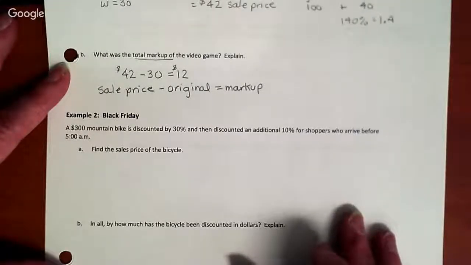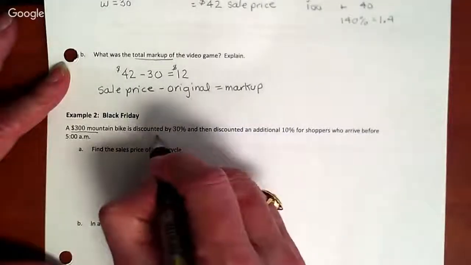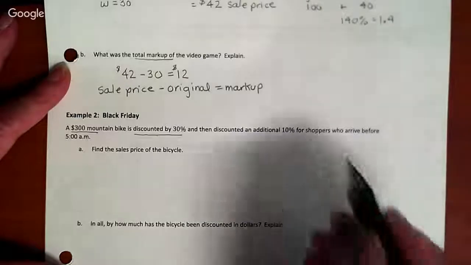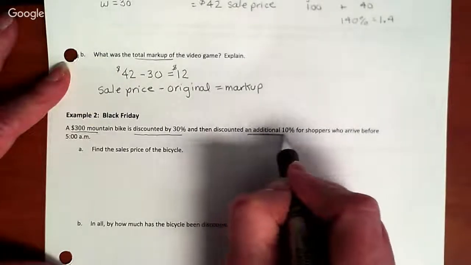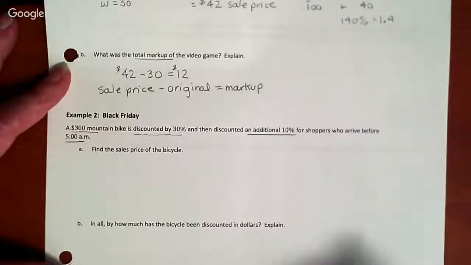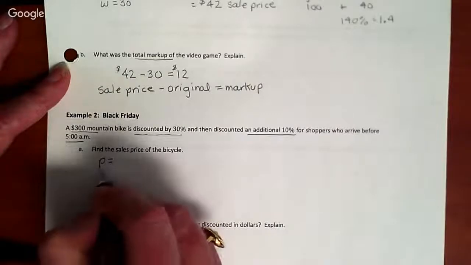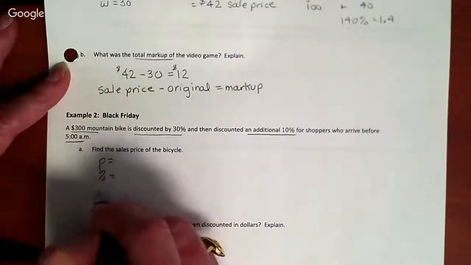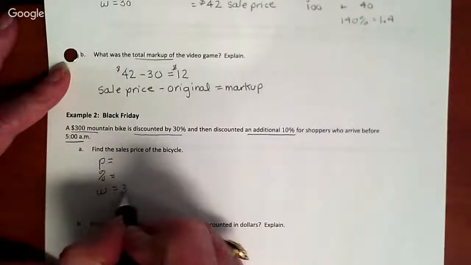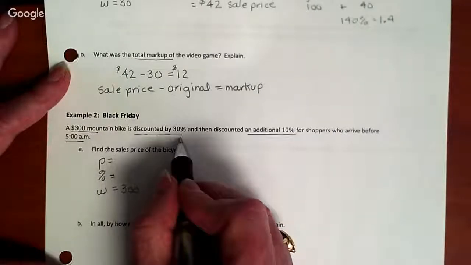Next. A $300 mountain bike is discounted by 30% and then discounted an additional 10% for shoppers who arrive before 5 a.m. It says find the sale price of the bicycle. Well, we do P equals percent and whole. Our whole is $300. Our percent, again, discounted by 30%.